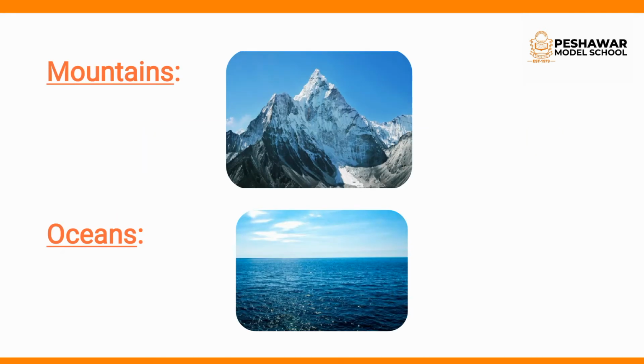Mountains, oceans. Mountains mean the hilly areas. For example, the mountainous areas of Pakistan are the Karakoram and Himalayas. So this type of mountains we can study in this subject. We can also study about the oceans. For example, we have 5 different oceans like Pacific Ocean, Indian Ocean, Atlantic Ocean, etc.